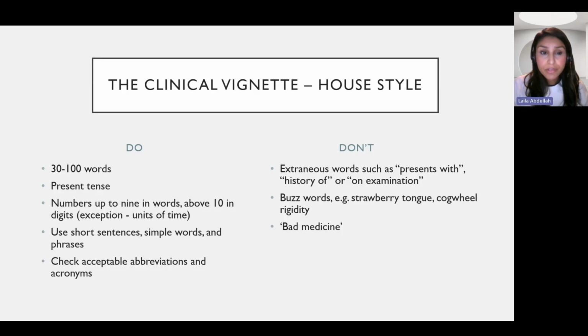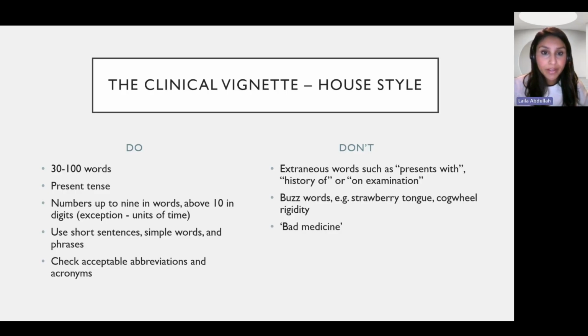Try and use short sentences, simple words and phrases, and check that abbreviations are acceptable as well as acronyms. And an easy way to do this is just to keep the style guide open, and there's another document for abbreviations and acronyms, and you can just search for these within the document.